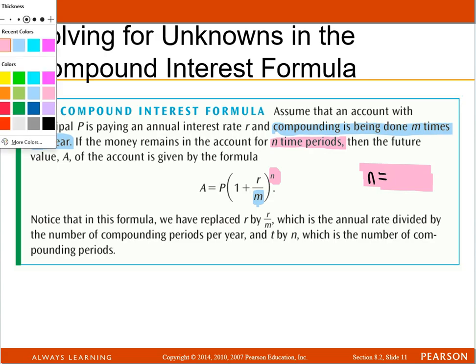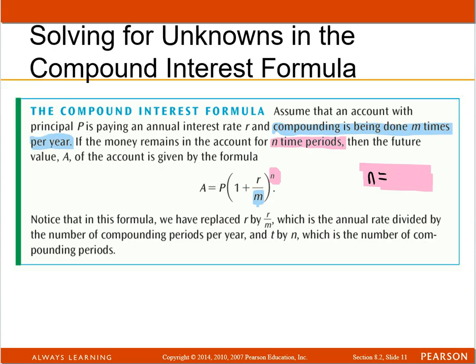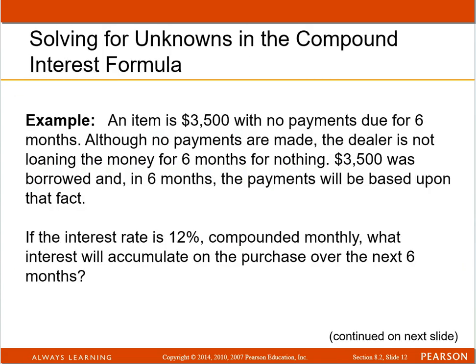Okay, to calculate the time periods, it's simply going to be the number of times that they compound it per year times the number of years. So that part you'll have to figure out. Okay, so let's see. It's an example of that.